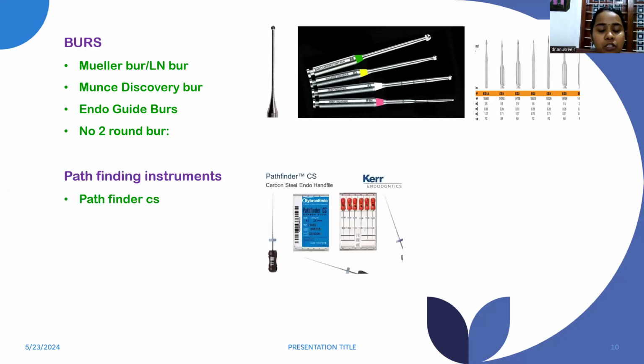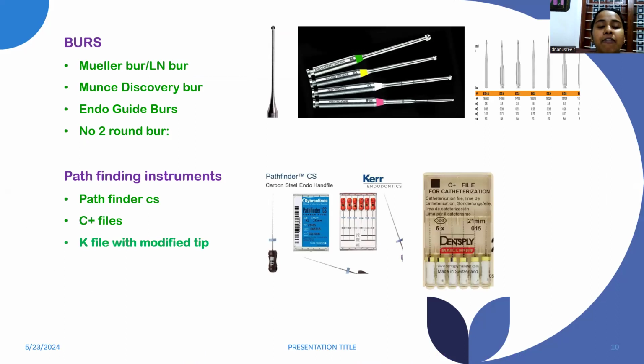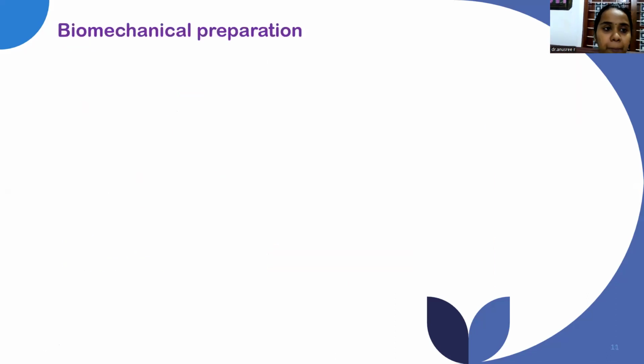Pathfinding instruments such as Pathfinder CS, C plus files, and K files with modified tips can be used, that is, the tip of the K file is cut diagonally to make it thinner, and this will increase the penetration potential of the file. Smaller K files such as 8 and 10 K file can be used to negotiate the canal.